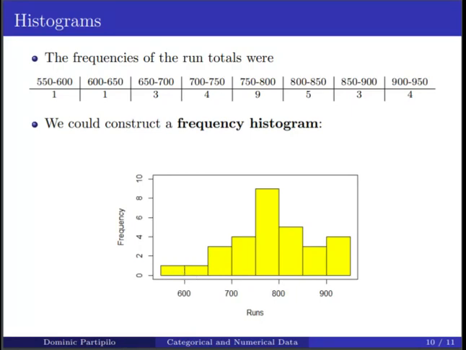So this is constructed in the same way. So we have a 1 here, so the height of this bar is going to be 1. And then we have a 1 here, so the height of this bar is going to be 1. And then we have a 3 here, so the height of this bar is going to be 3. And then we can do this for all the totals, and we'll end up with a histogram that looks something like this.